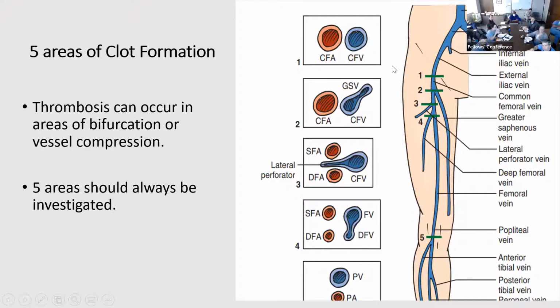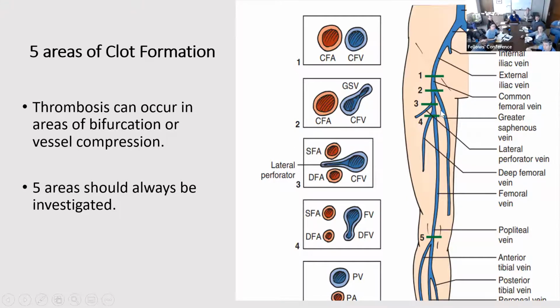So with this slide, we'll go down. The first area that we're concerned about is this common femoral vein. And this vessel is under compression because of the inguinal ligament. So it's a nice place for clots to form. The second is here. This is our common femoral greater saphenous vein junction. So you'll see a lot of DVTs there as well, again, because it's a bifurcation. Now, keep in mind, the greater saphenous vein is not a deep vein, it's a superficial vein.